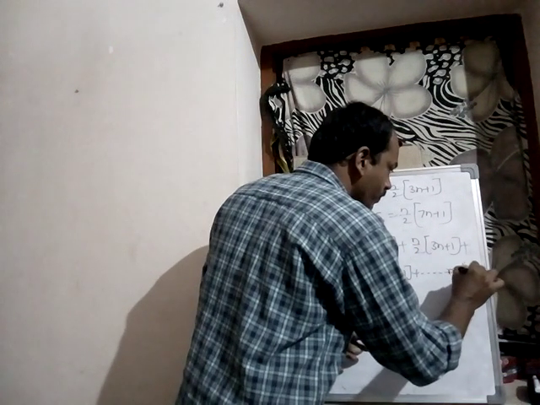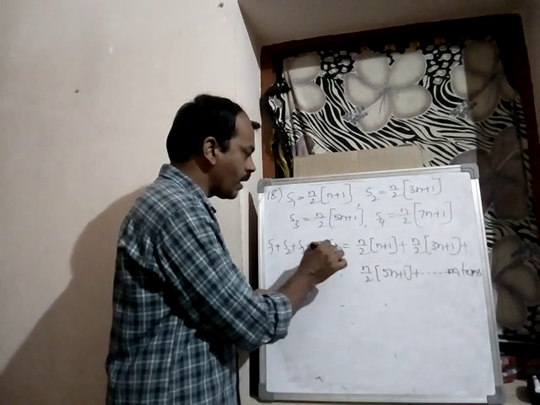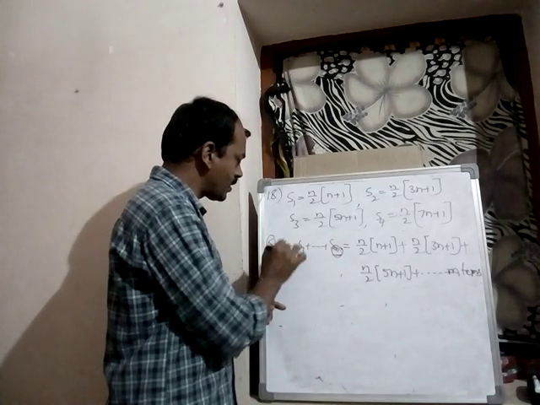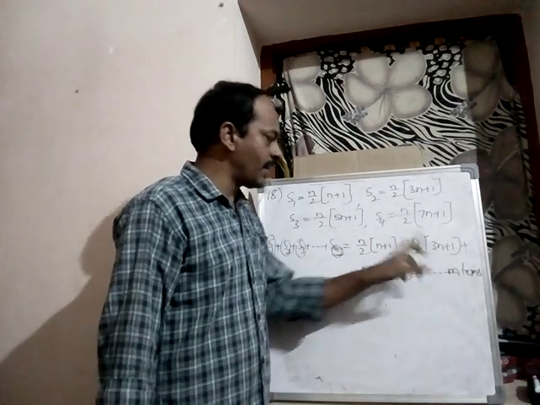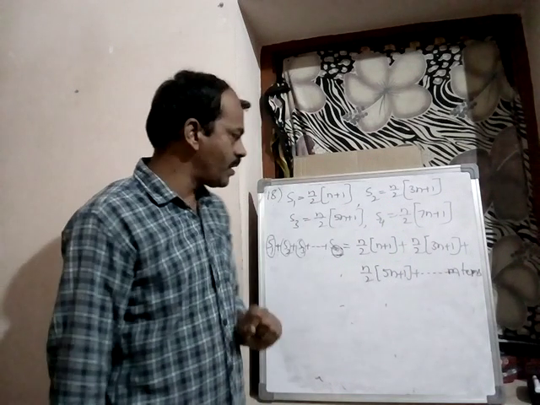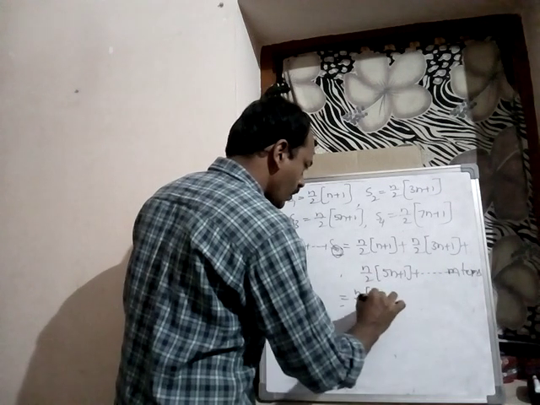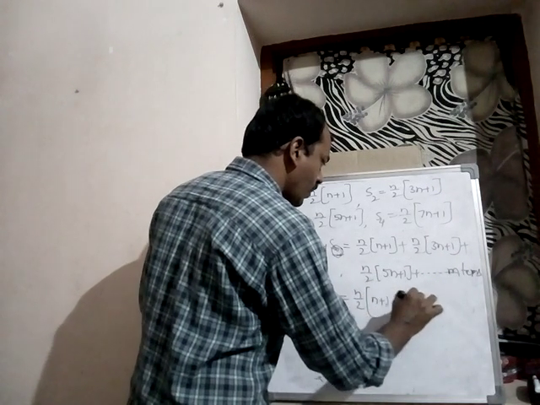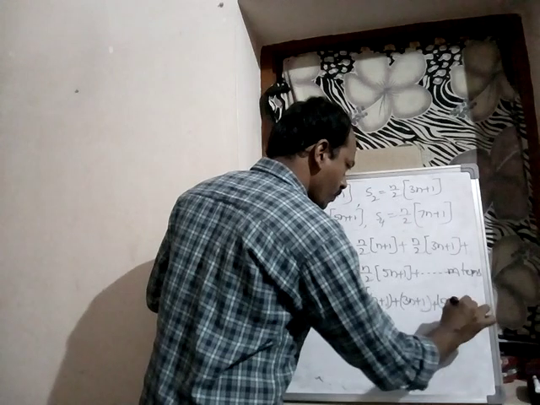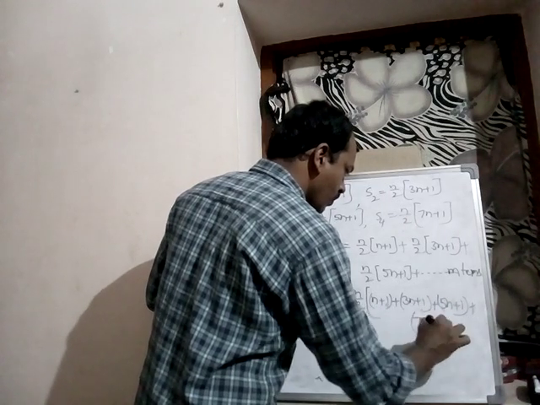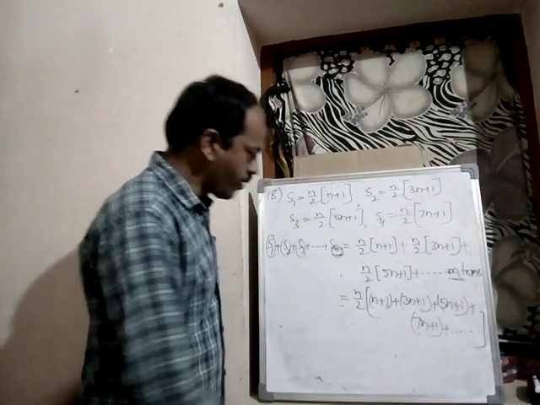So total how many terms are there? M terms. Here it was the sum of n terms, but here the sum of m terms only. So by taking n by 2 common, we get n plus 1 plus 3n plus 1 plus 5n plus 1 plus the next one 7n plus 1, and so on. How many terms? M terms. Now observe this one.